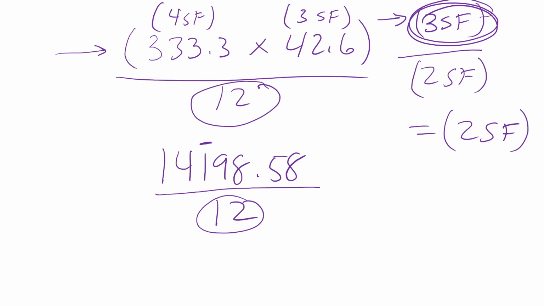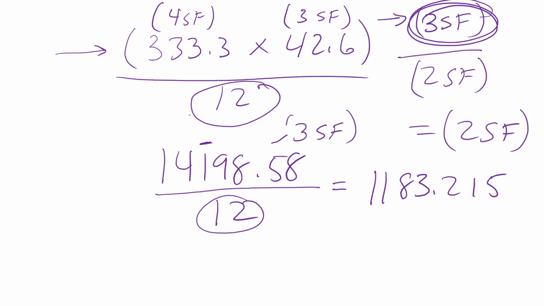Personally, for me, if I was doing this in my calculator like I'm doing it right now, I would take the whole number that's still in my calculator and I would divide it by 12 in this case. And when I divide it by 12 in this case, I will end up with 1183.215. So what I know is I should end up with, as we talked about earlier, 3 significant figures up on top, 2 significant figures on the bottom. That means my answer now should come to 2 significant figures. I've come to the end of my calculation.